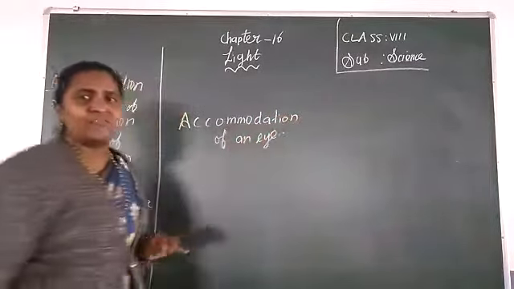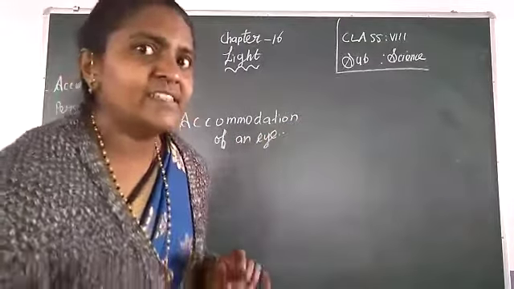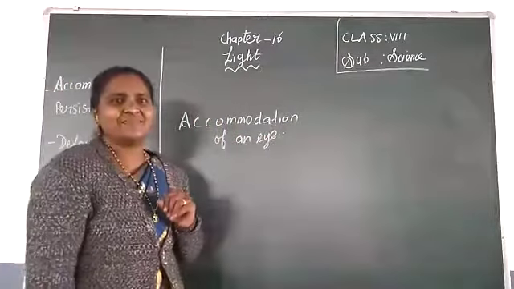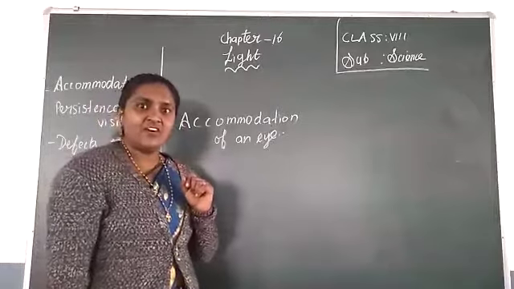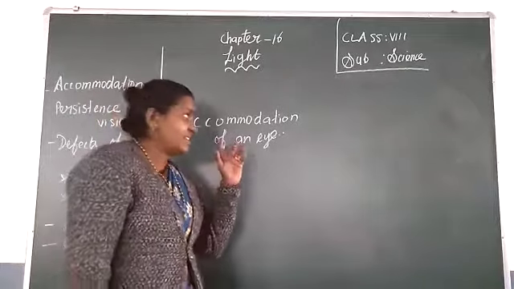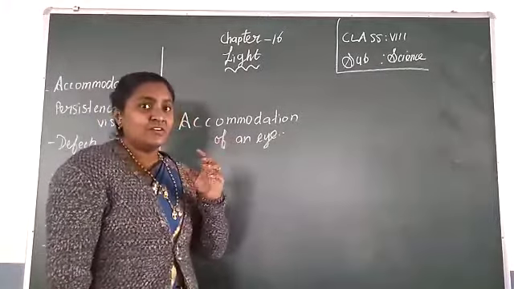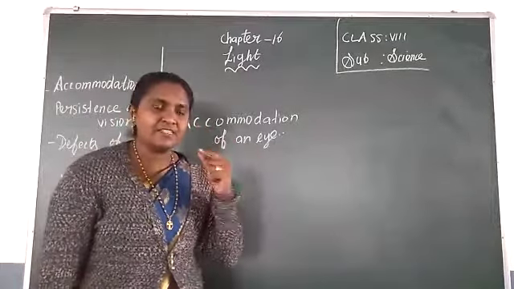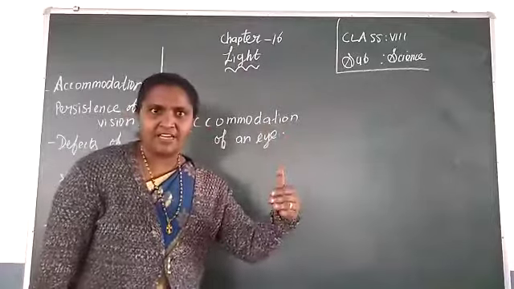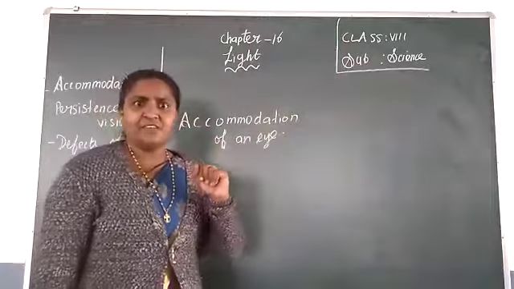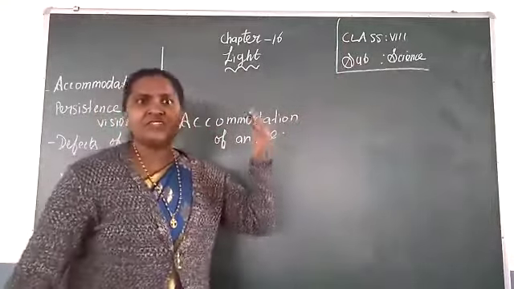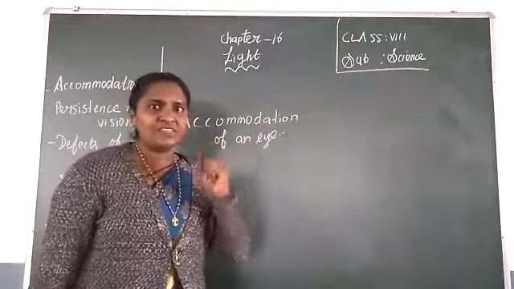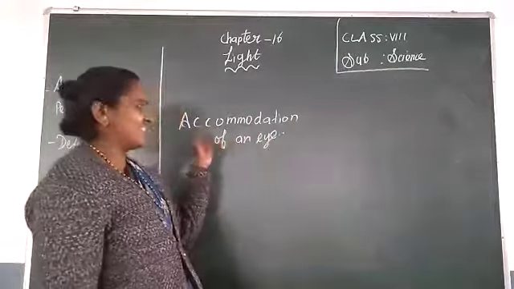What is accommodation of the eye? Our eye has a convex lens. First, remember that we can see an object which is kept nearby, and also an object which is far away. How do we see both? This process is called accommodation.